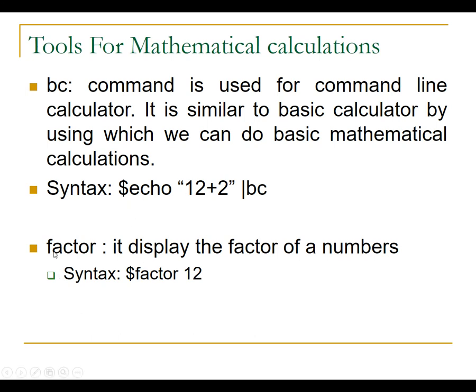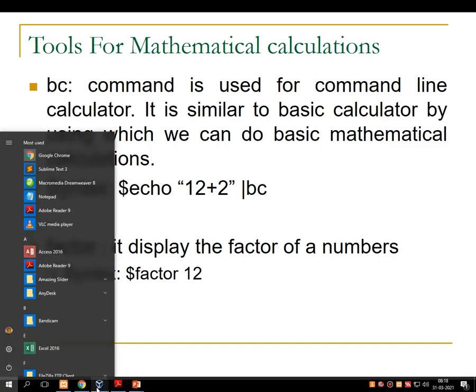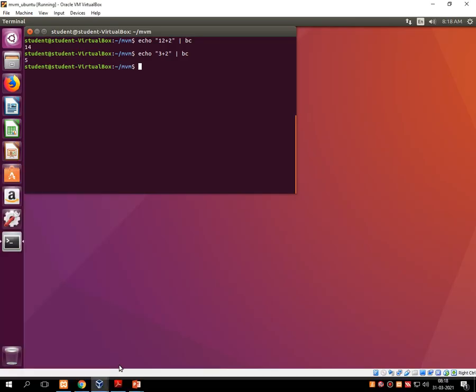Next one is factor. It displays the factors of a number. Whatever number you enter after the keyword factor, it prints the factors onto the screen. So the factors of 12 are 2, 2 and 3.